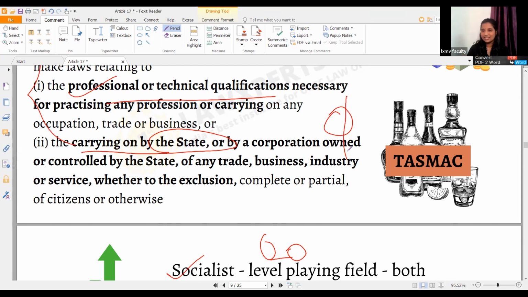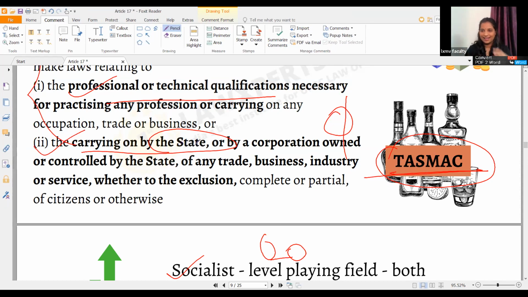I have an interesting happening in Tamil Nadu. Liquor anywhere in India, even a private individual can sell it, right? But in Tamil Nadu, only the state can sell liquor. There is a name called TASMAC. Only these people will be selling liquor in Tamil Nadu. It is a monopoly they created. Why did they create it? Using this clause.